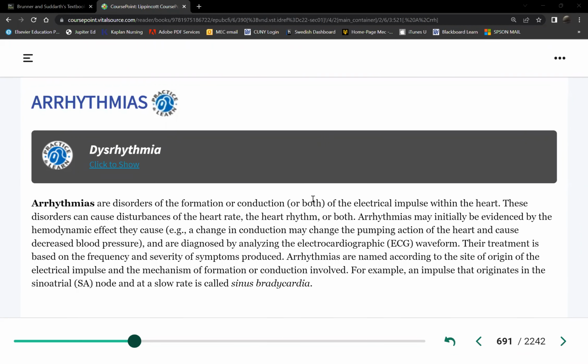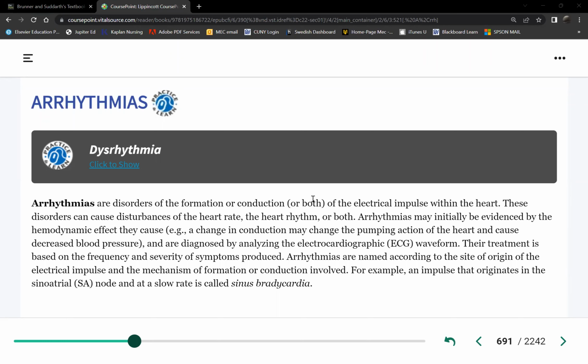Arrhythmias. For purposes of the exam, because this is not a rhythm interpretation class. This is not an ACLS class. What we're doing today is just for the NCLEX. What we need for the NCLEX are commonly occurring dysrhythmias. So we need to recognize, we need to know what they look like.